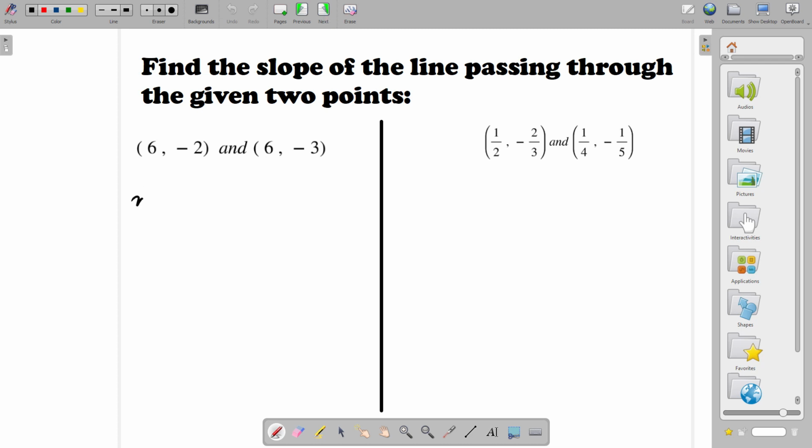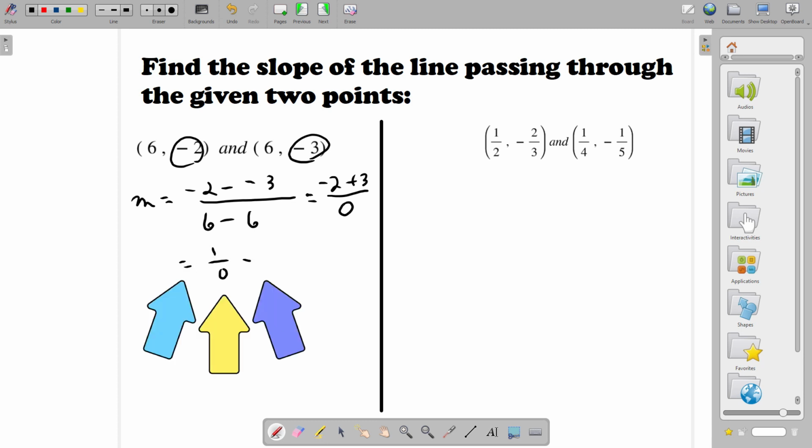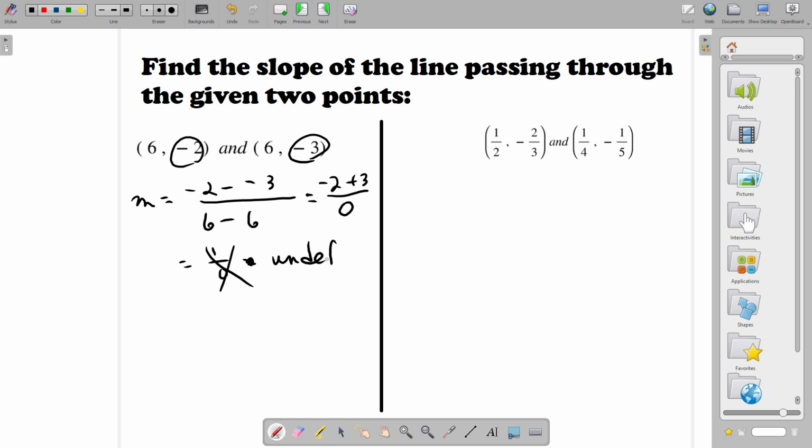Okay, in this problem, first y minus the second y, first x minus the second x, we get -2 plus 3. 6 minus 6 is 0. This is 1 over 0, and 0 can never be in the denominator of a fraction, so this is undefined. That means we have a vertical line. All vertical lines have undefined slope.